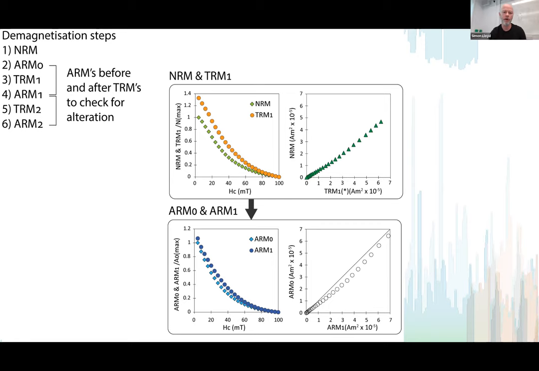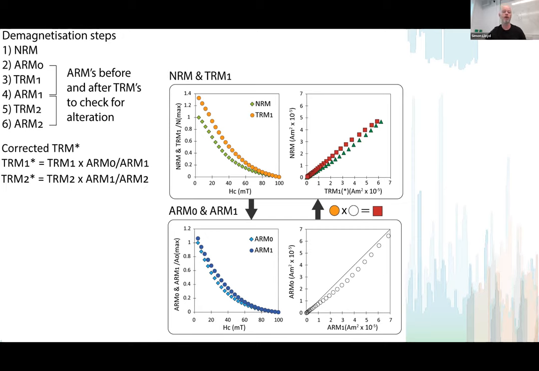So in the diagram at the top, we've got NRM and TRM demagnetization spectra. And then if we plot those against each other, we get a rough palaeointensity slope, which we can see is slightly curved. And so then if we look at the ARMs that were imparted either side of that TRM, at the bottom in blue, we can see that there's a difference between those. And the slope that they produce is also curved, and this is thought to be due to the alteration that occurs in the acquisition of the TRM. So we can then correct that TRM by multiplying the data points in that TRM by the data points in the ARM slope. And when we do that, the result is a much more linear palaeointensity slope.